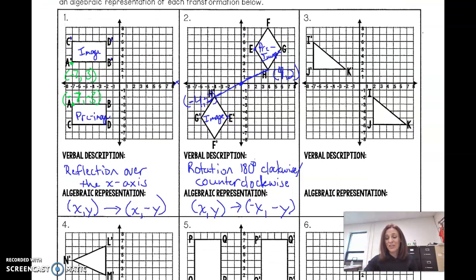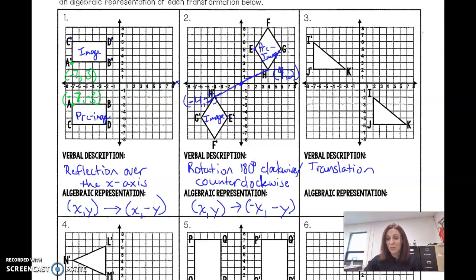This one's going to be a translation. Look, I, J, K, I prime, J prime, K prime. All right? So we're moving from this figure to this figure. You're moving each of the points the same number of units. They can't be different because then the shape would change. So you can pick whatever ones you want to move. I'm going to say that this is a translation, first of all.